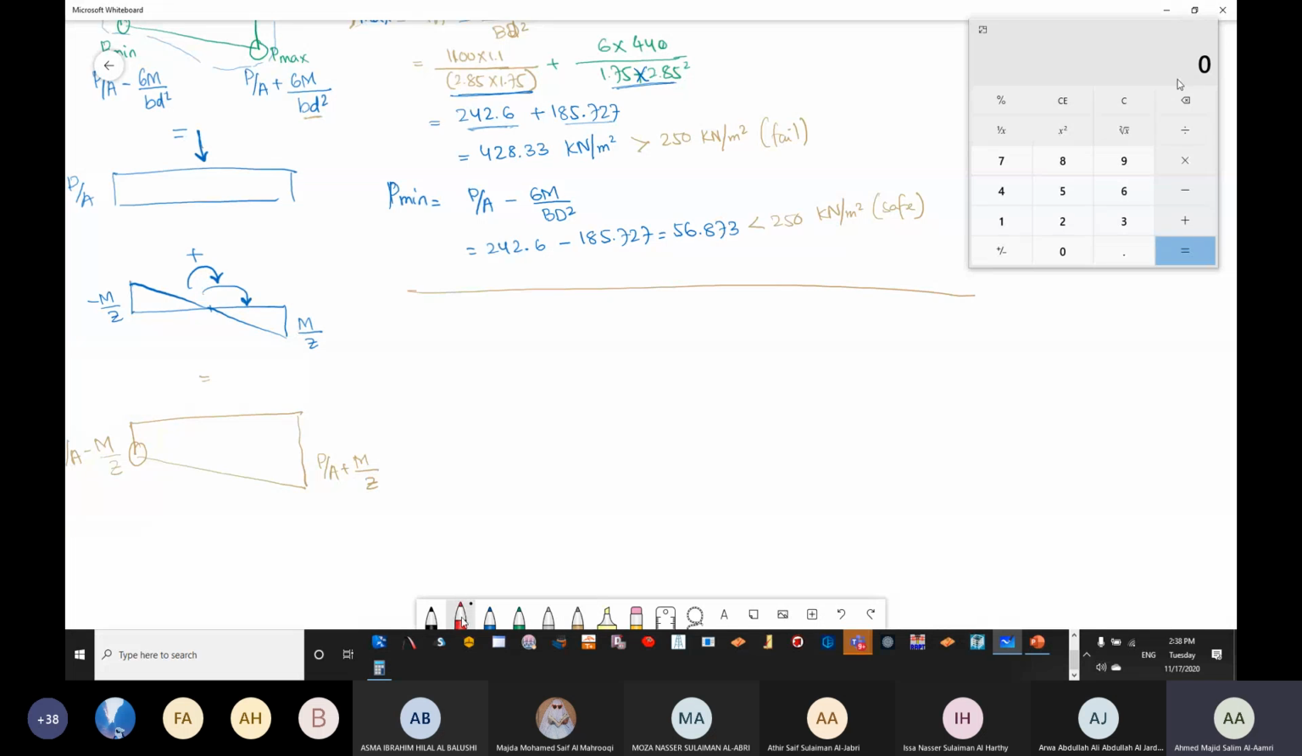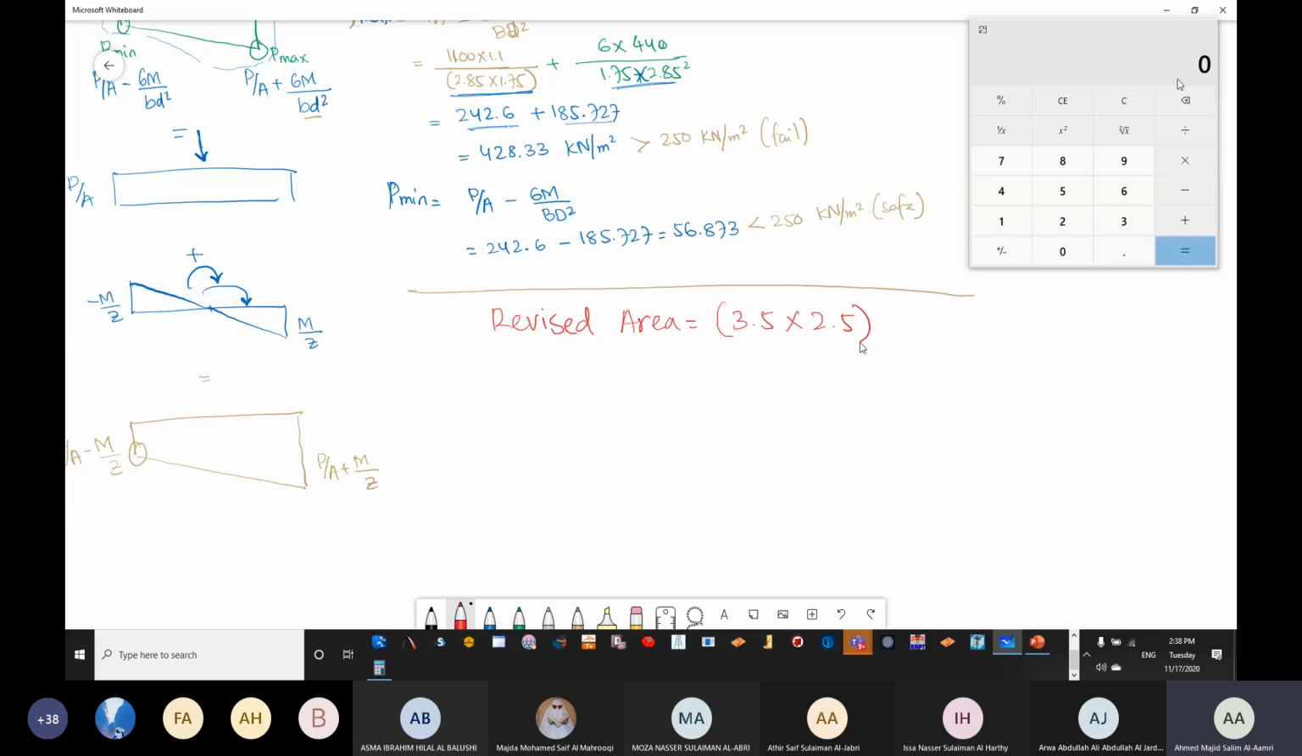Okay, what we need to do? We need to go and revise the area. So let's say revised area. Now I'm going to increase my cross section, and let's say I'm going to increase the area of the foundation. Let's say now I'm going to use 3.5 multiplied by 2.5 approximately.